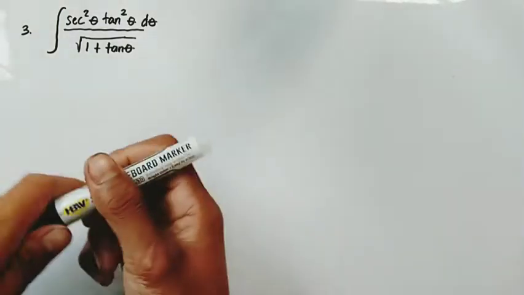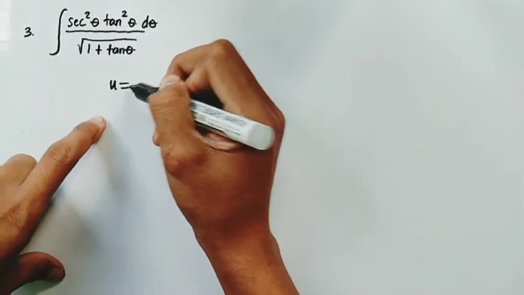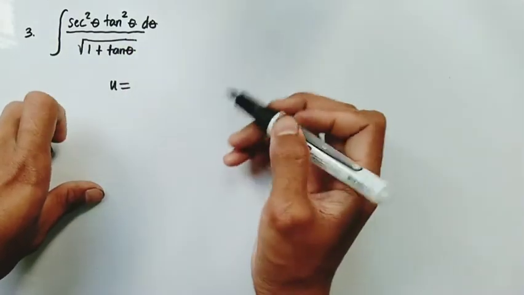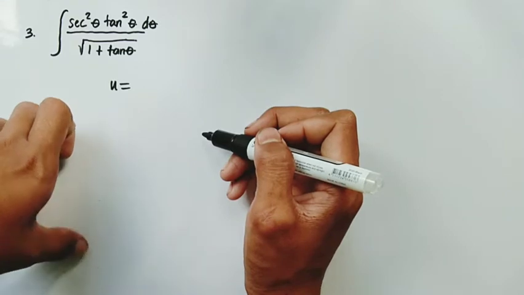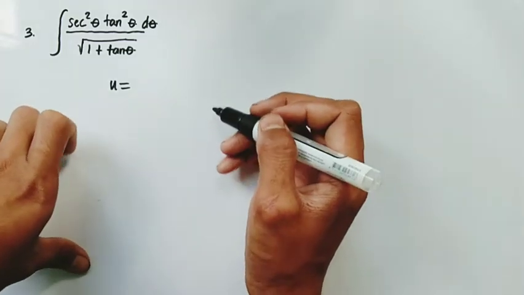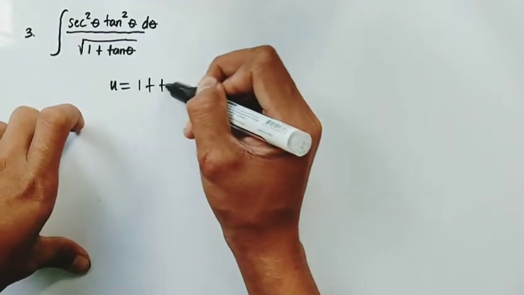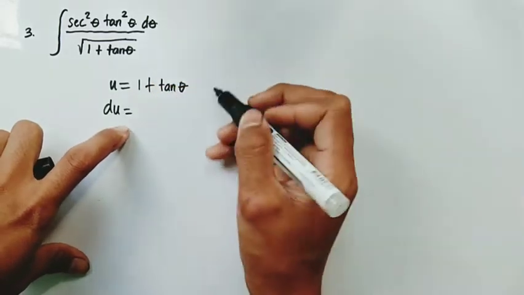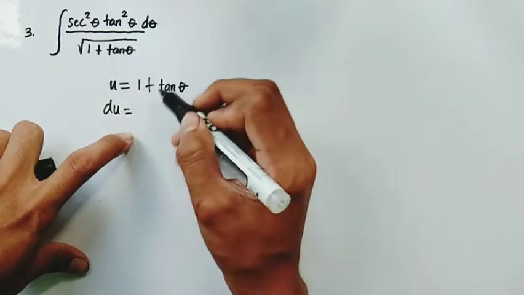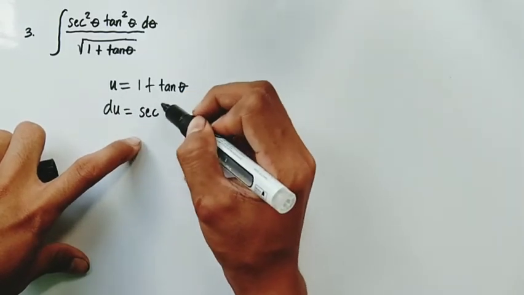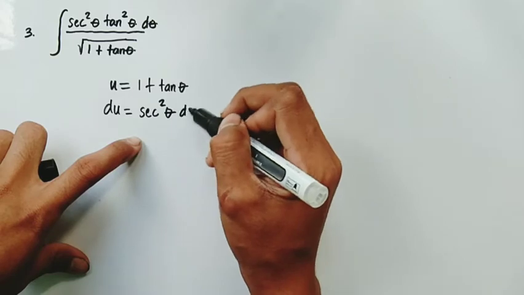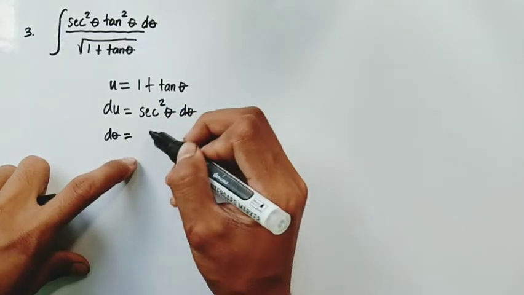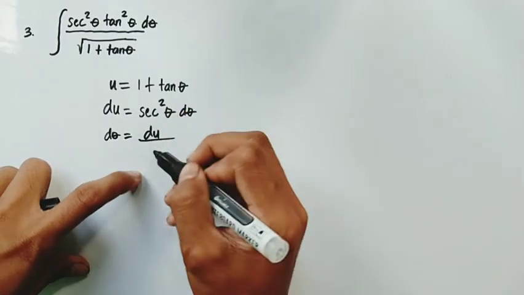Ang gagawin natin is try to let u is equal to etong nasa baba. Kasi kung makikita natin, eto ay hindi na natin siya masisimplify kahit gumamit pa tayo ng trigonometric identity. So, let natin yan. Huwag natin isama si radical. Now, get the differential of both sides. Kunin mo lang yung derivative. Eto 0. Derivative of tangent theta is secant squared theta. Don't forget the d theta kasi differential. Solve for d theta. Just divide both sides by this expression.